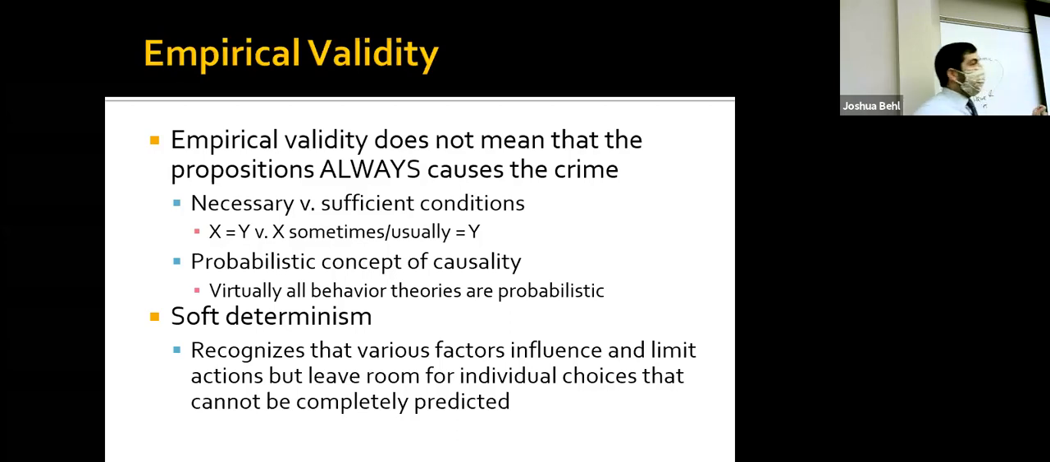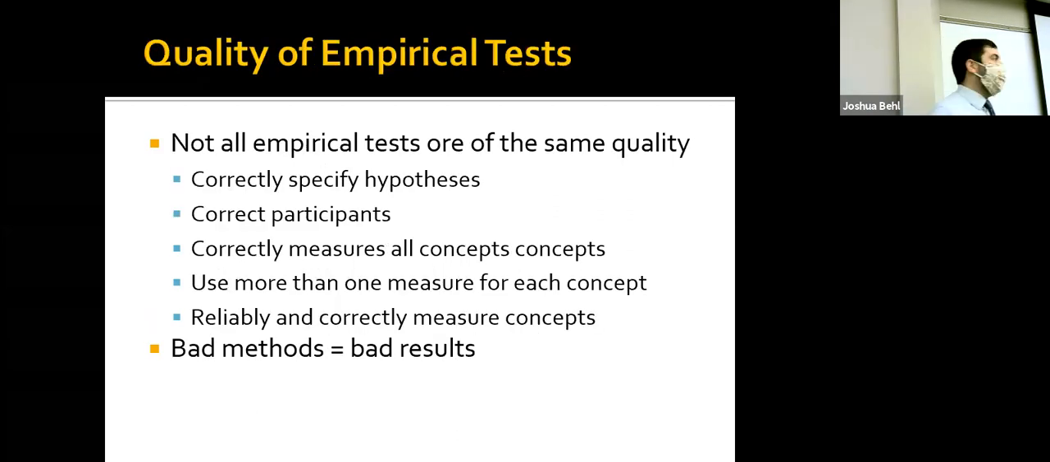All right. So that's self-determinism. Yes, probabilistically, most people would have pocketed it, but that doesn't take out the idea of individual choice in some capacity, right? The quality of the empirical tests also matters, right? Not all empirical tests are of the same quality, right?